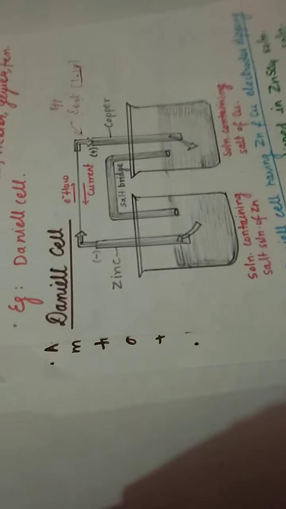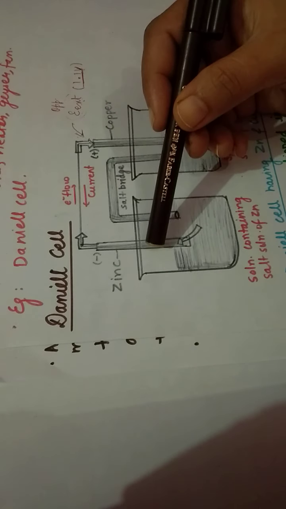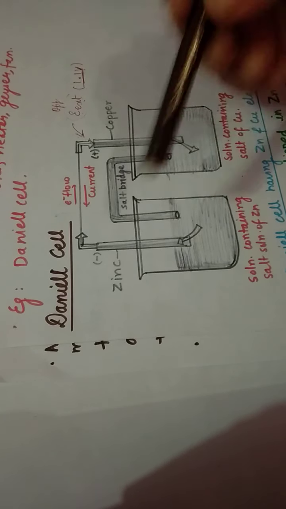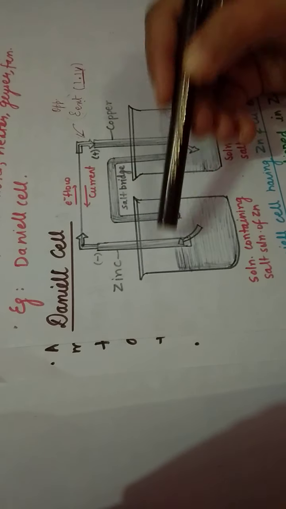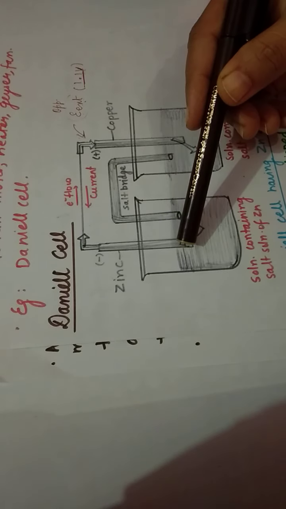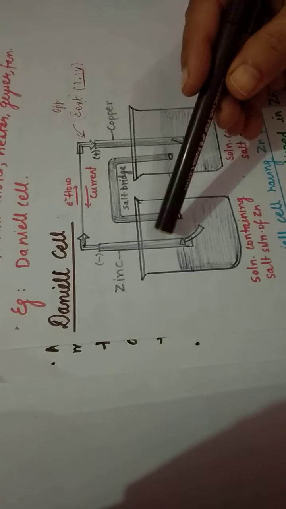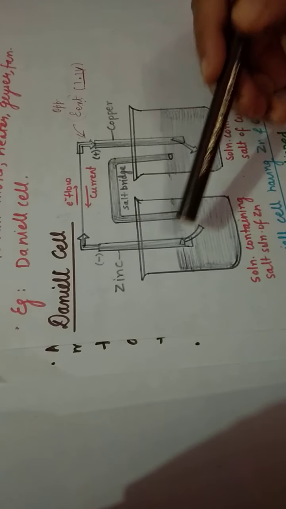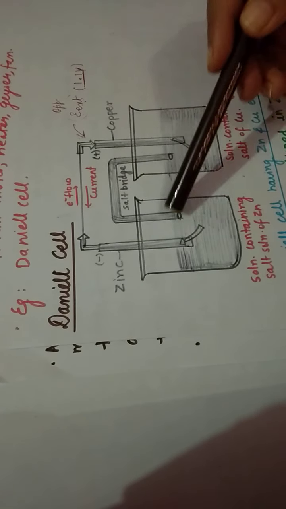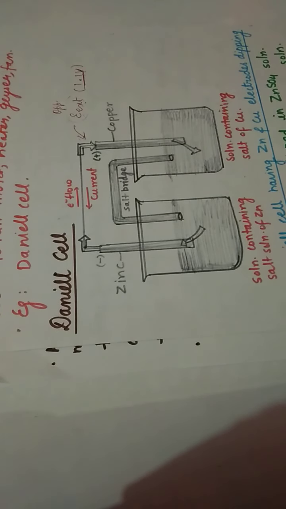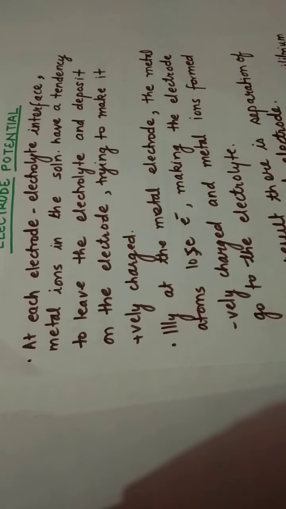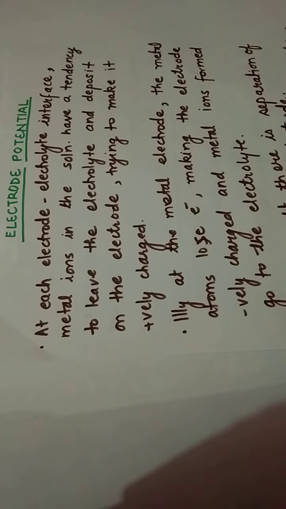Like here we have an electrode and we have an electrolyte. Here zinc is a metal electrode and zinc sulfate is the electrolyte. So when a potential difference develops between these two, that is the electrode and the electrolyte, then that is known as the electrode potential. Now, how it develops, that we are going to study now.